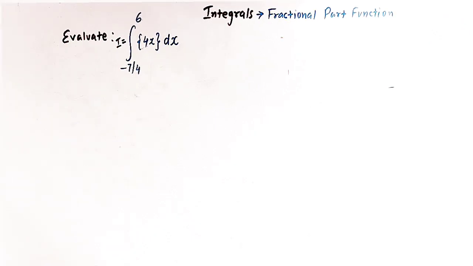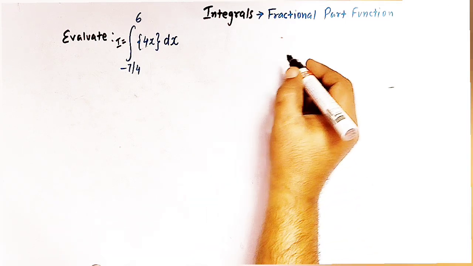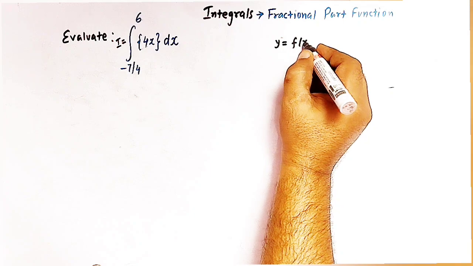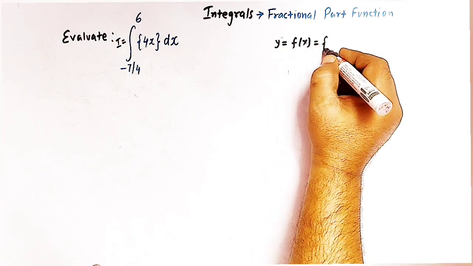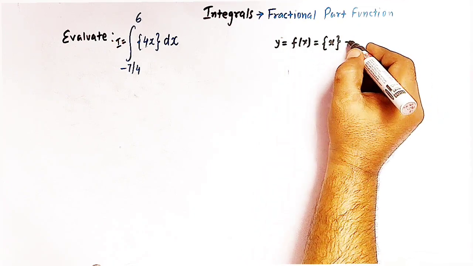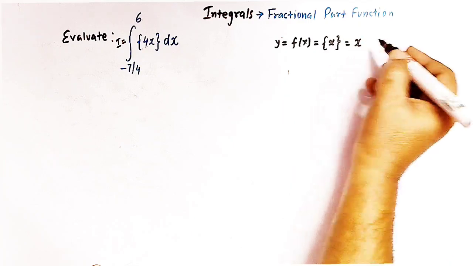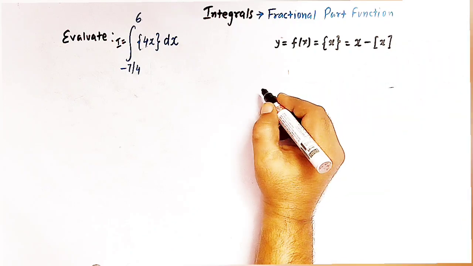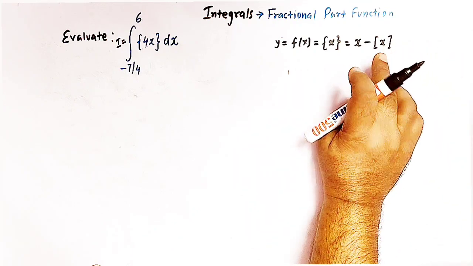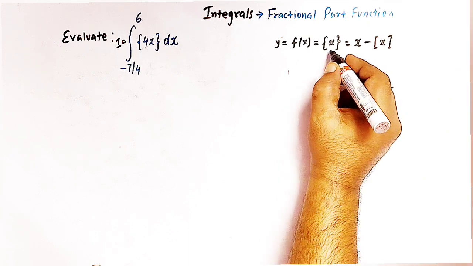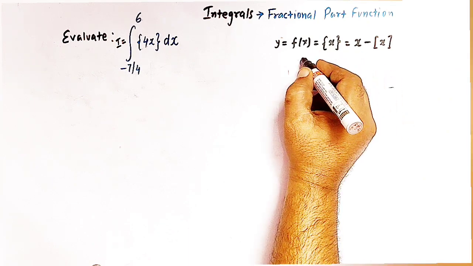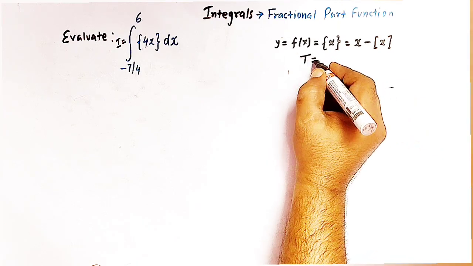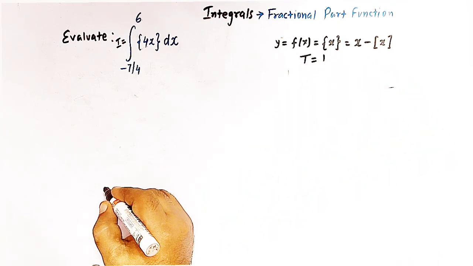Now let us first quickly see the definition of fractional part function, and we know that if we have a function, say y is equal to f of x, that is equal to fractional part of x, then fractional part of x is defined as the difference of x and greatest integer of x, right? So this is the definition of fractional part function, and we know that the period of fractional part function is equal to 1, so we can write the period T as equal to 1, right?